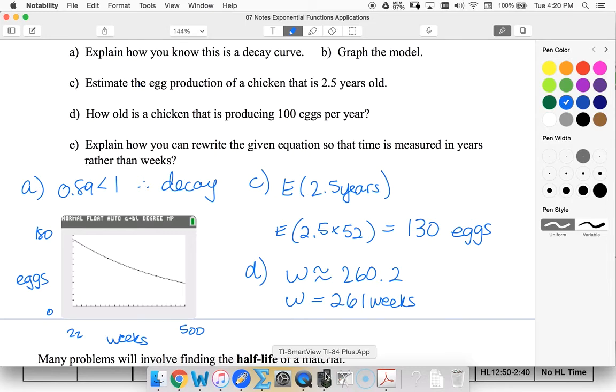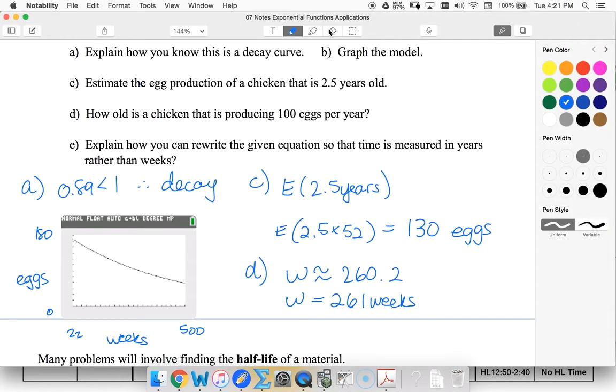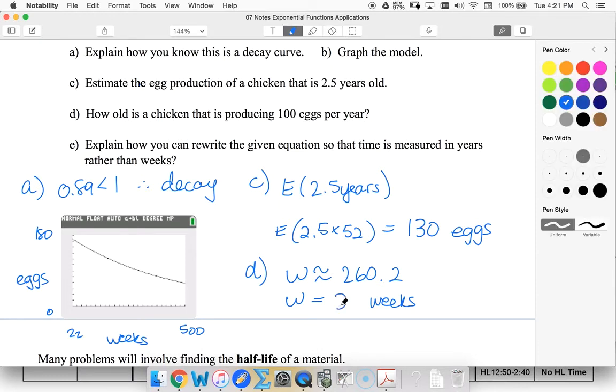Let's think about this. If I went with 261, I'd be below 100. 259, I would be above 100. So actually, I should say 259 weeks, we're making just more than 100. At 261 weeks, we're making just less than 100 eggs per week.